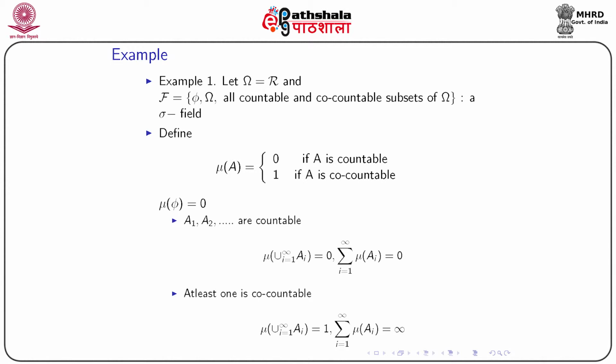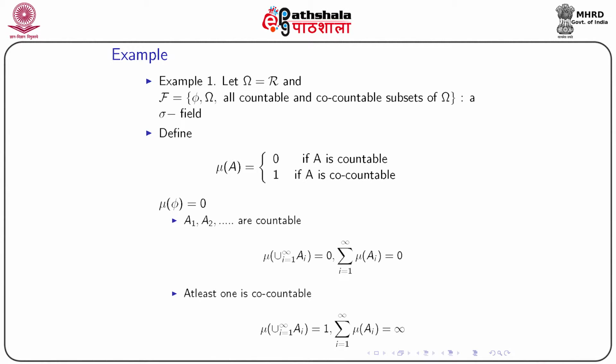Now, I consider the reference set to be the real line and the sigma field as phi, omega, and all countable and co-countable subsets of omega, the reference set. This constitutes my sigma field. Now, I define the set function or measure mu as 0 if A is countable, 1 if A is co-countable, and mu of phi is 0 for obvious reasons.